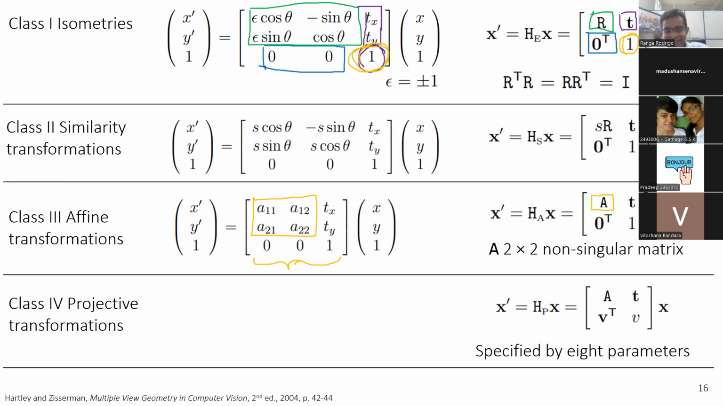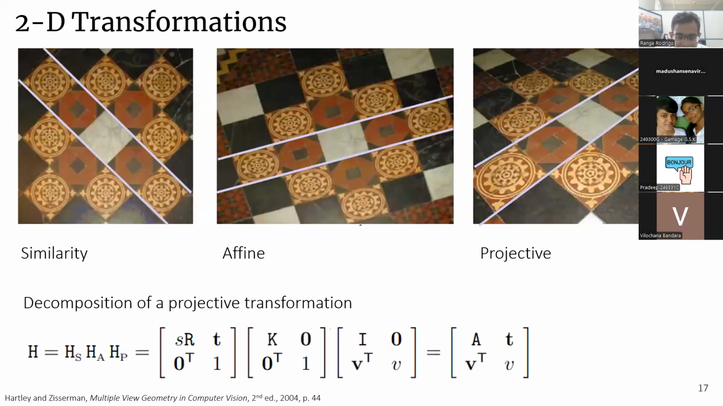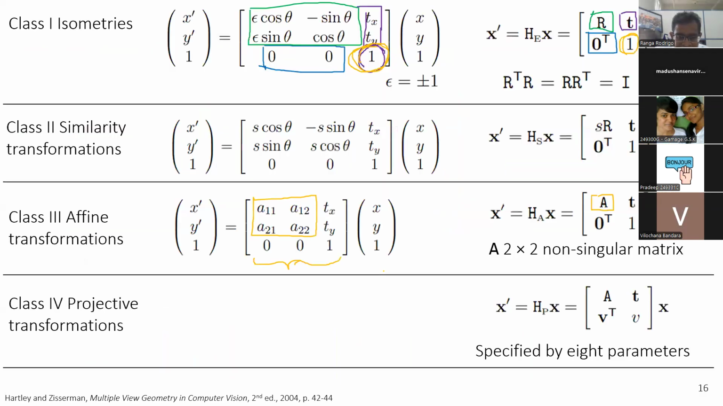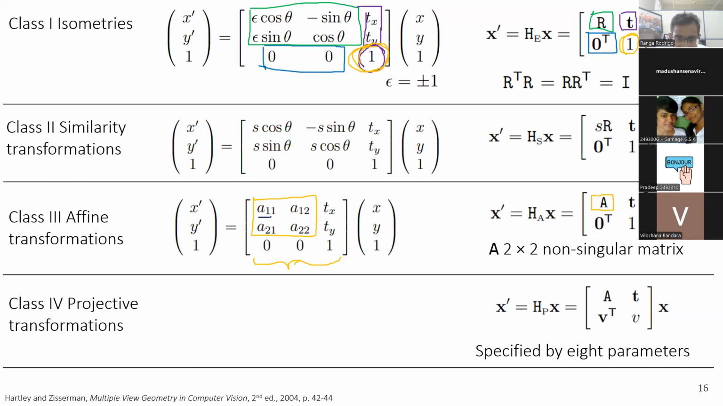A lot of people typed 6, which is correct. In this one, there are 6 numbers: A11, A12, Tx, A21, A22, Ty. Those are the 6 numbers, and those 6 numbers we have to estimate. How do we estimate? Because we know the point matches. Based on the point matches that we know, we can estimate these 6 numbers. So we will get into that.